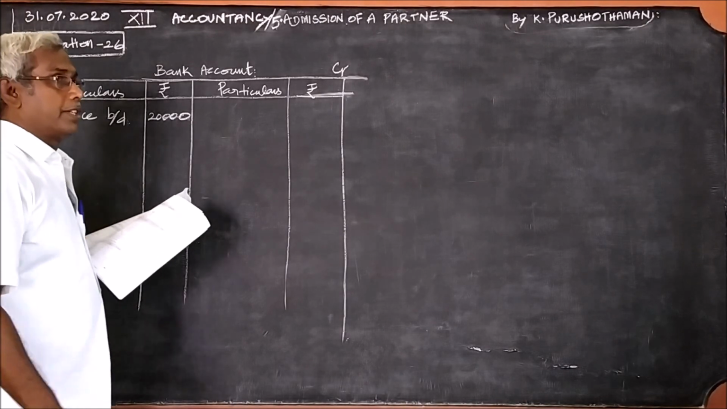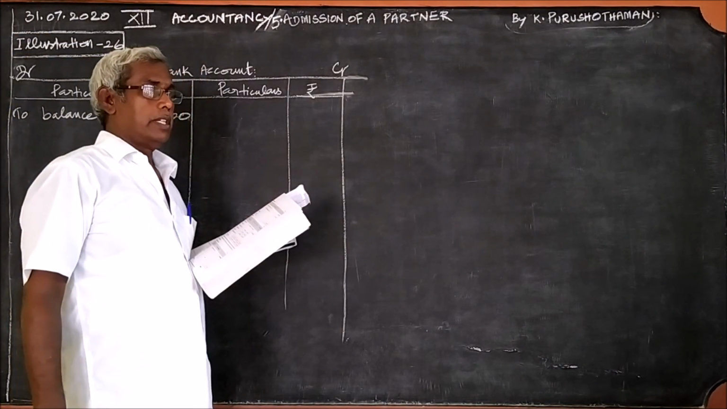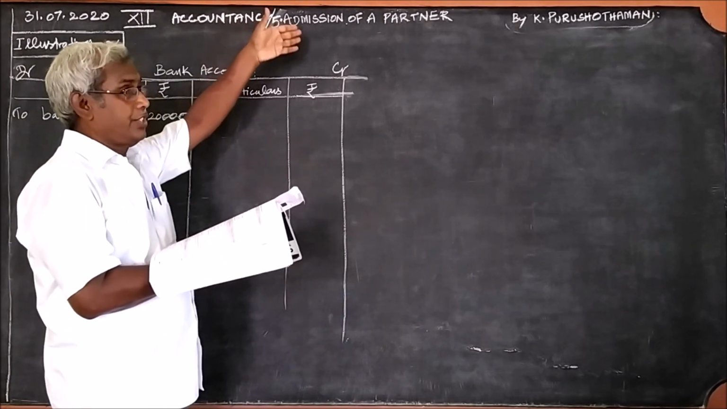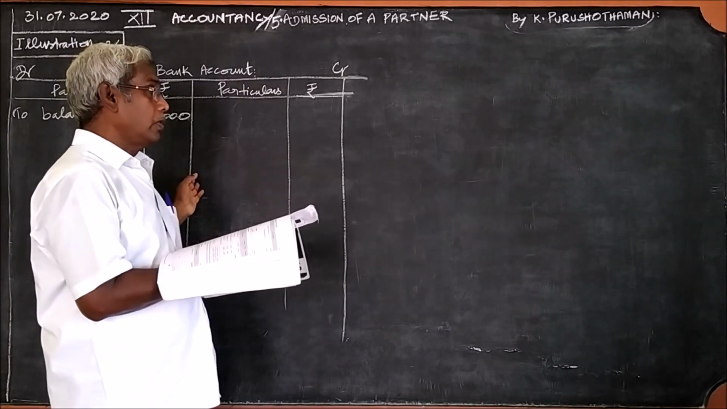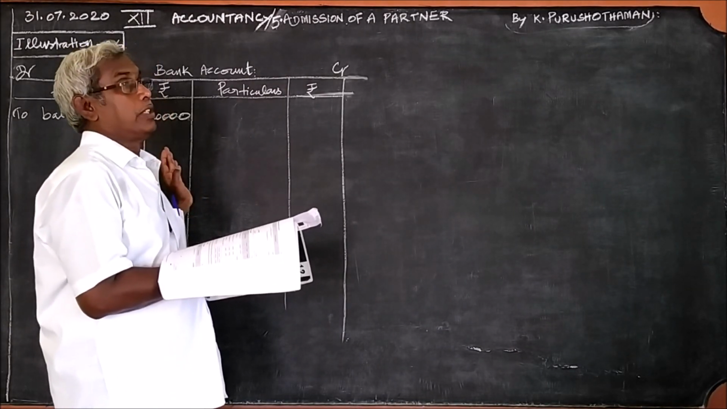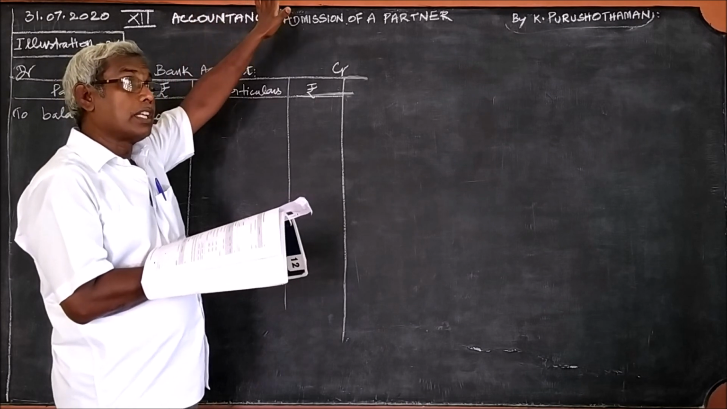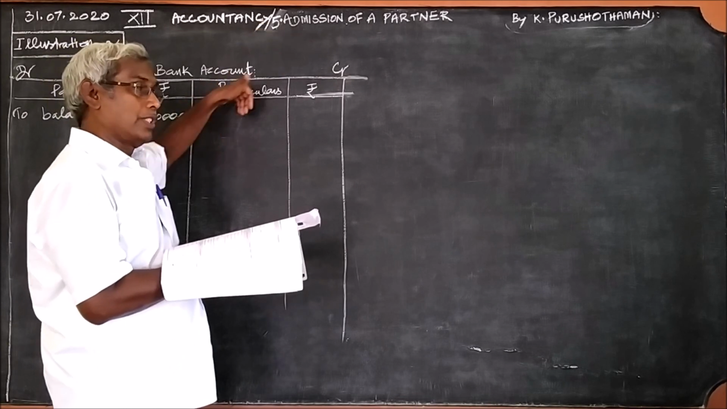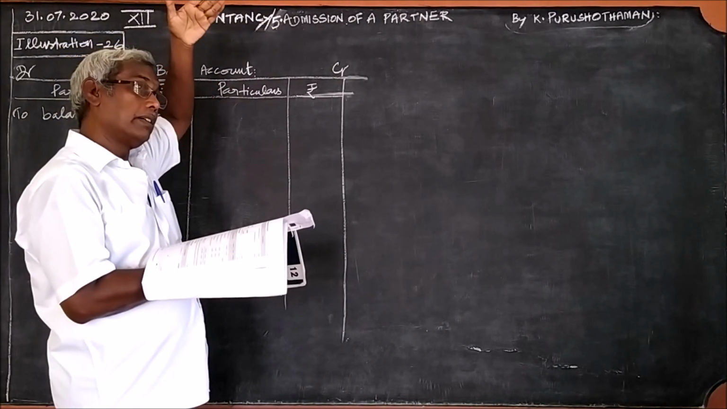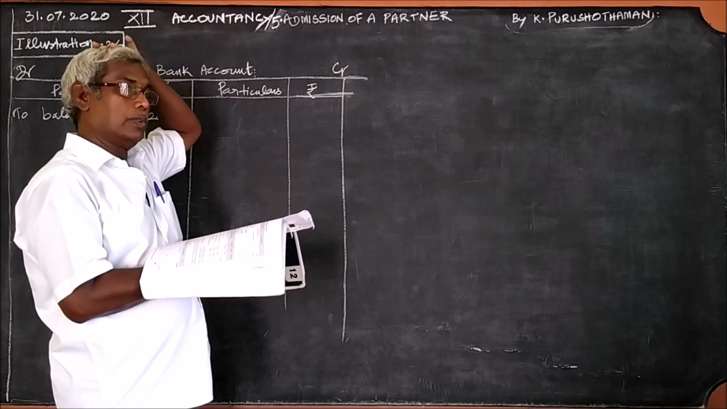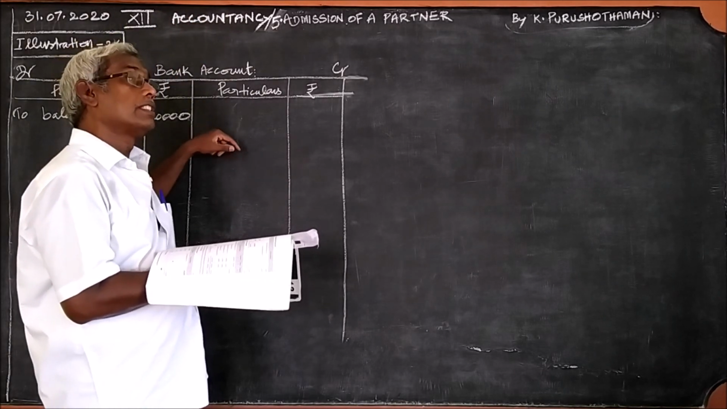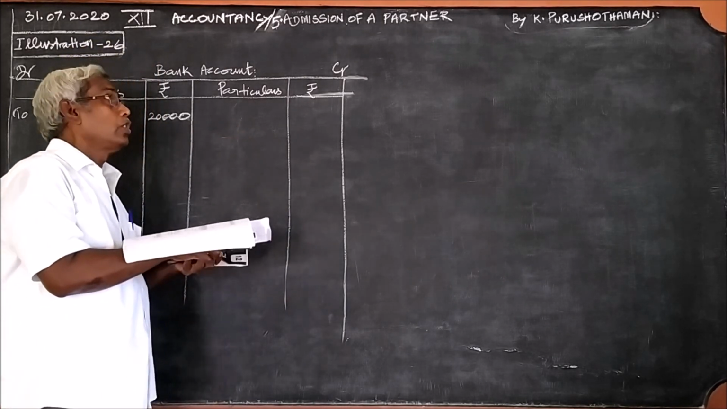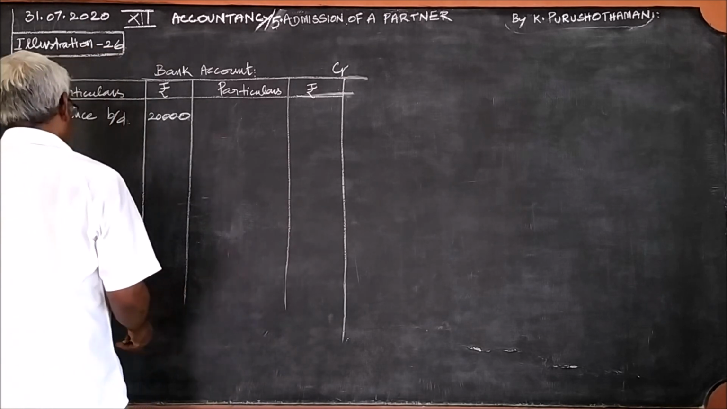Here you should find the difference. In the capital account, we wrote the balance brought down on the credit side. But in this bank account, we write it on the debit side. Why? That is a partner's account, this is partnership account, that is business account. So they are opposites. The capital account is the partner's account, whereas this bank account is the partnership, that is business account. You should remember there is a difference.